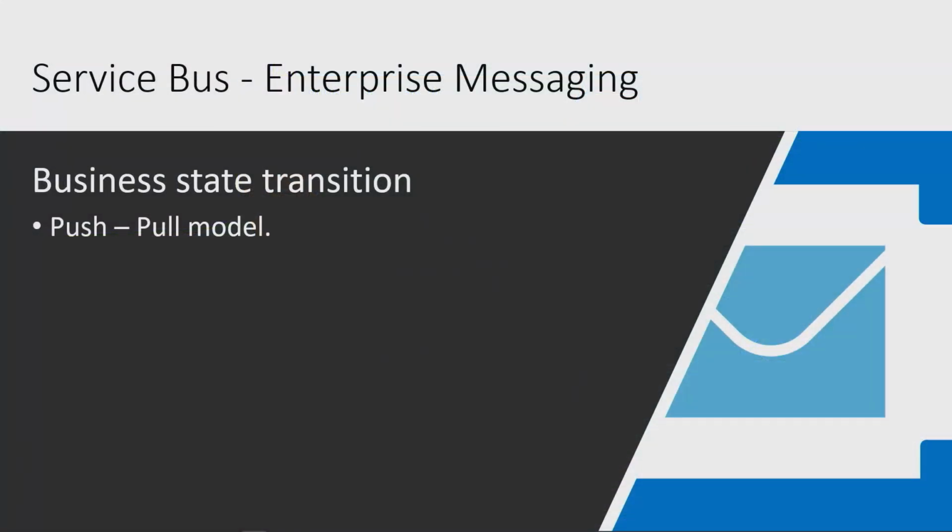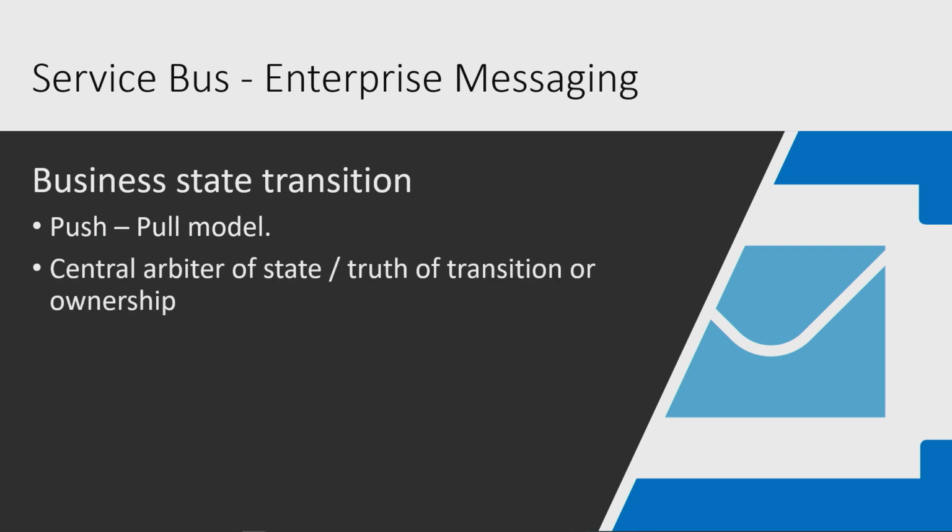Yeah. So Service Bus acts as a broker that manages state transition between the sender and receiver. It works on a push and a pull model: push on the sender side, pull on the receiver side. It acts as a central arbiter of state and ownership between the sender and receiver applications, and allows you to have rich control of any kind of communication features that you need.